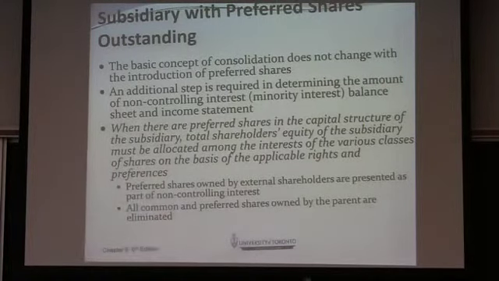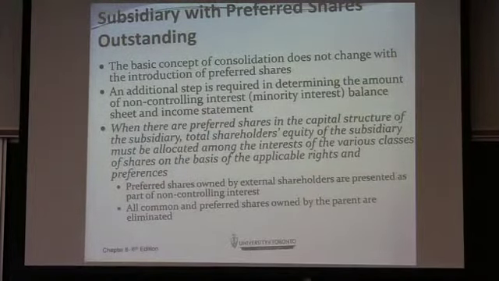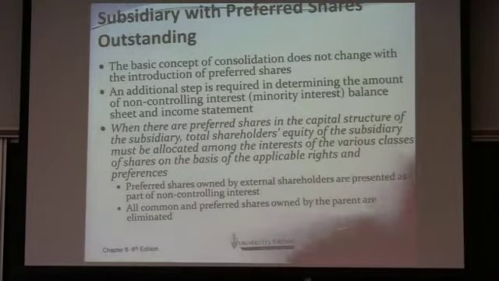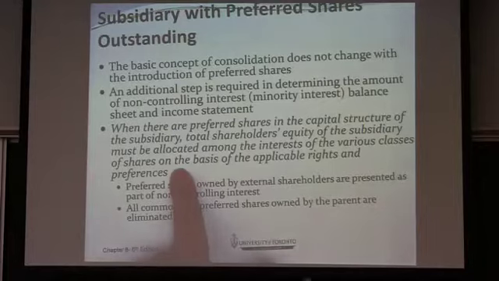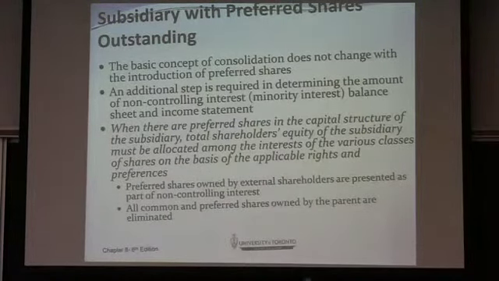When there are preferred shares in the capital structure of the subsidiary, the total shareholders' equity of the subsidiary must be allocated among the interests of the various classes of shares on the basis of their applicable rights and preference. So we're going to see how we do that with the PET and SET question. Preferred shares owned by external shareholders are presented as non-controlling interest. All common and preferred shares owned by the parent are eliminated.